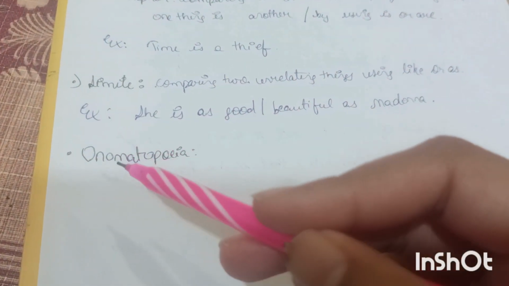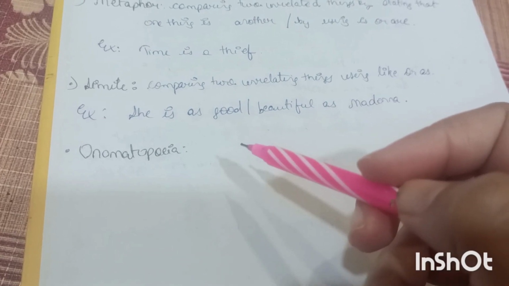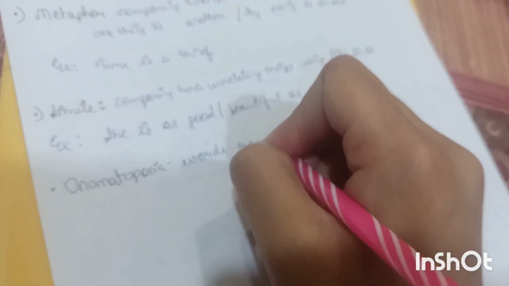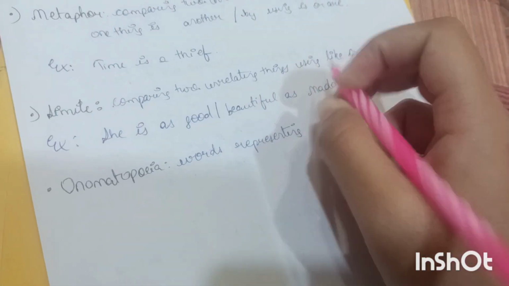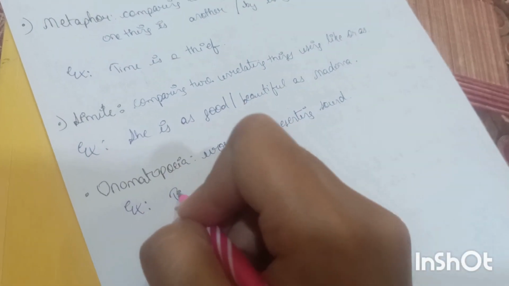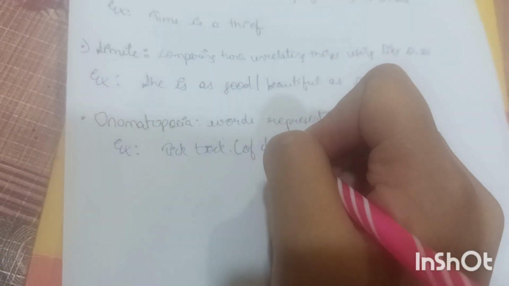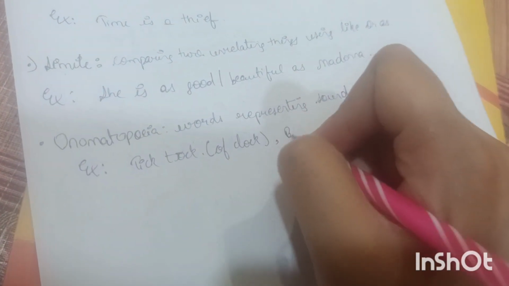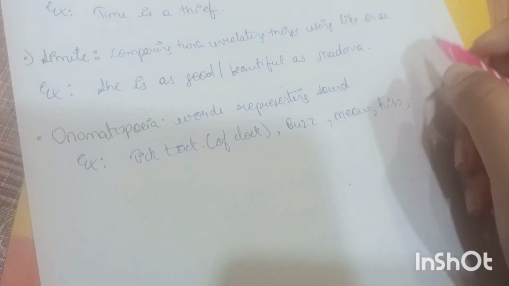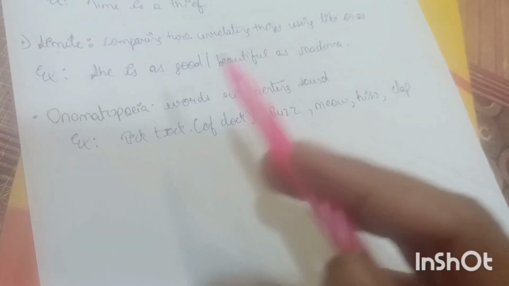So the next one is onomatopoeia. So in this case what happens is that there are some words that denote sounds. Okay, so you can add words representing sounds. Okay, so you can see an example is tick tock. You can say this is the sound of a clock. Okay, and some more examples are buzz and meow, hiss and clap. Okay, so all of these are representing the sound. So these are the examples for this.